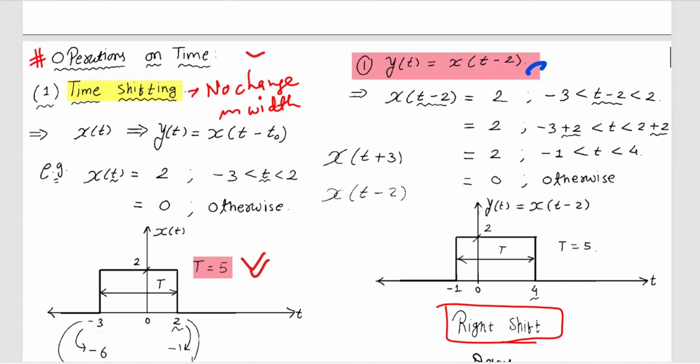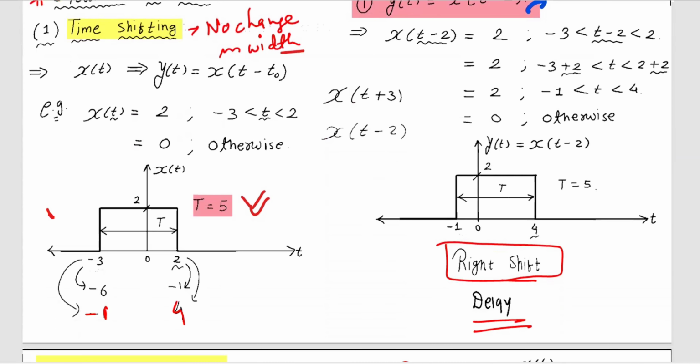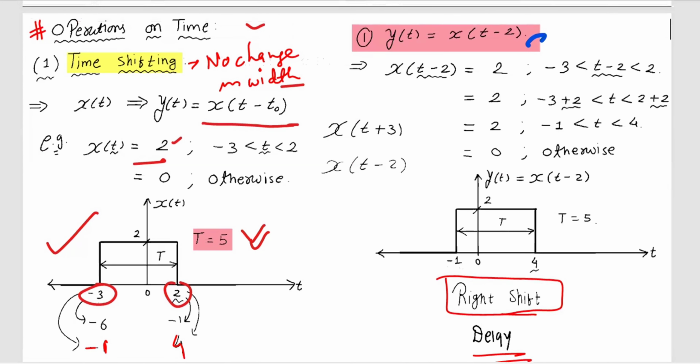First, this is about operations on time. The first operation is time shifting, which means there is no change in the width of the signal. For example, observe this particular signal, which is a rectangular, or you can say gate signal, in which x(t) is shifted to x(t - t0). You have to take x(t) equal to 2 for the range minus 3 to 2. This signal is varying between minus 3 to 2, and the value is constant, that is 2. Otherwise, it is 0. You have to draw now x(t + 3) and x(t - 2).